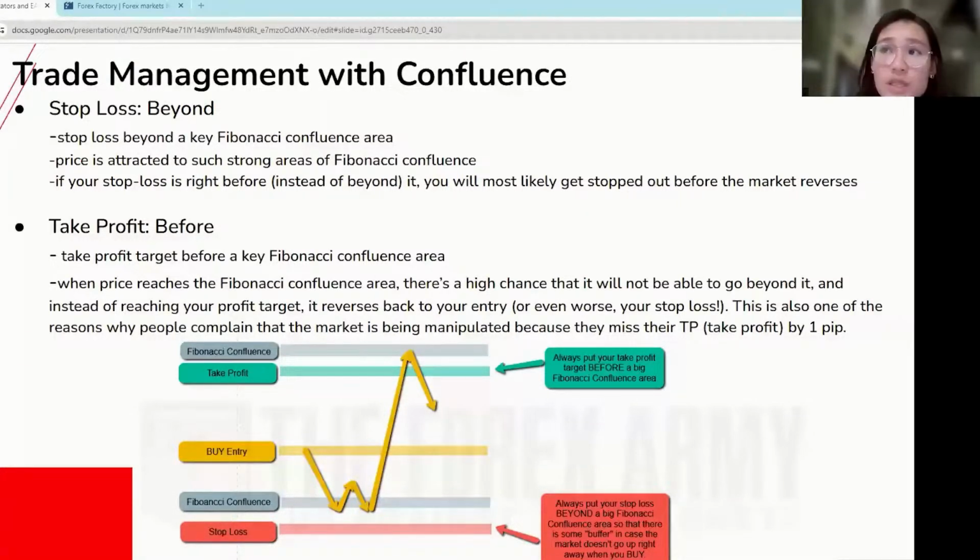So for your stop loss, we typically recommend you to place it beyond a key level. And the reason for this is because more often than not, price is attracted to such strong areas of confluence. And if your stop loss is right before instead of beyond it, you'll most likely get stopped out before the market reverses. This is one of the reasons why most people wonder why they got stopped out right when the market starts to reverse and then complain about stop hunting.